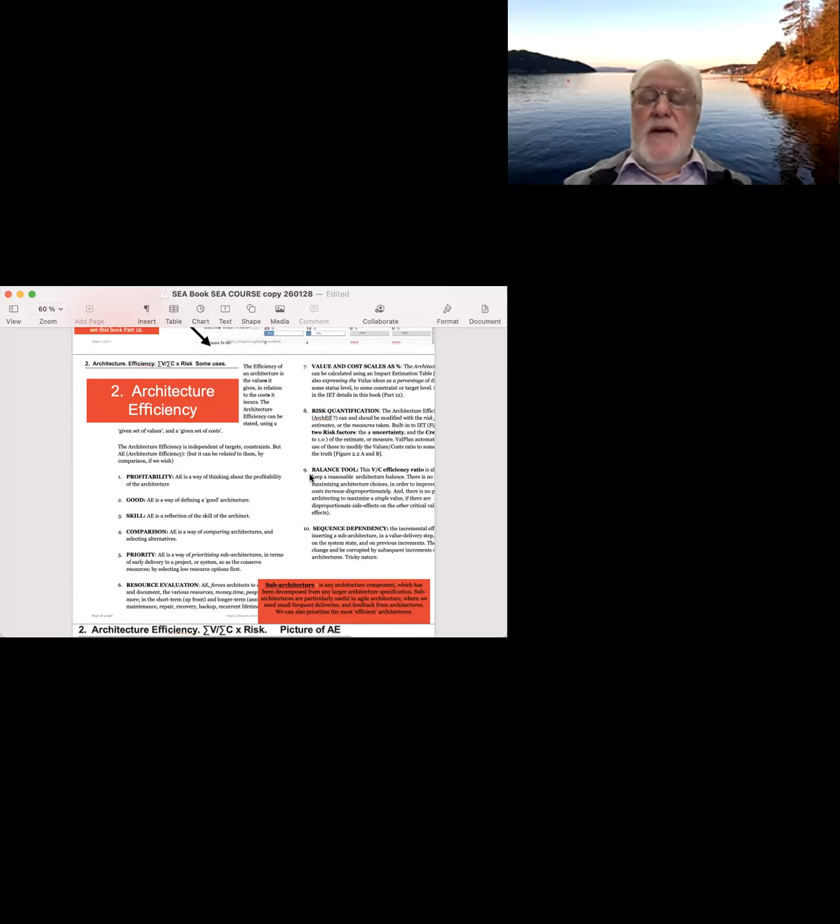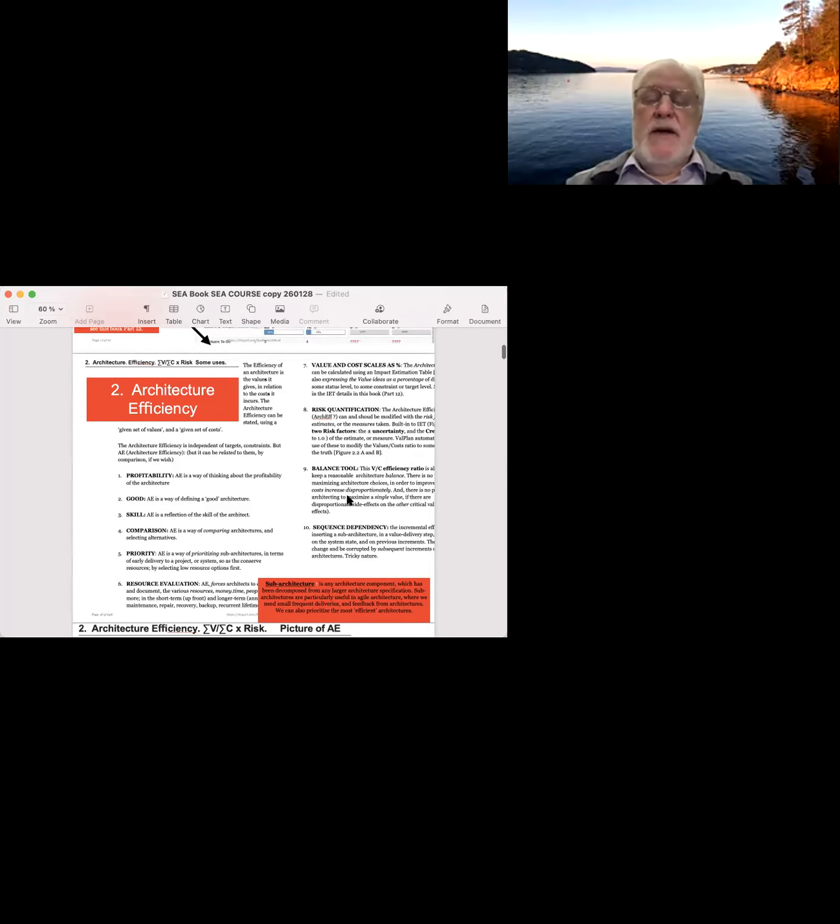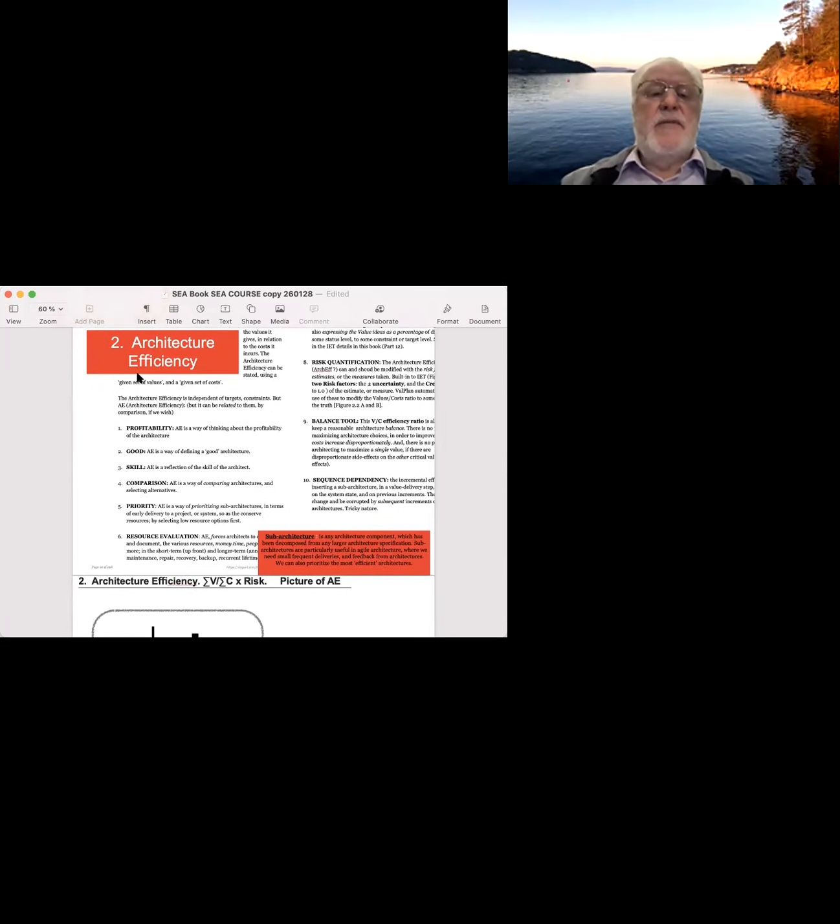Okay, balance tool. I think architecture is all about balance. In other words, having enough values to be very satisfactory at reasonably low costs within your budgets and deadlines. And I call that balance. So it's not about extremes, finding the perfect values at 0 cost. That would be extremes, and we're not looking for balance. And finally, the information from architecture efficiency, including the risk information, can be used to decide pretty good sequencing.